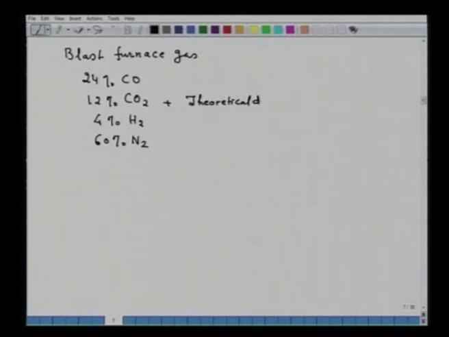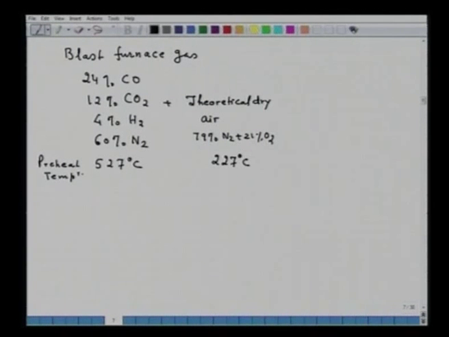Theoretical, let me put dry air, which is 79% nitrogen plus 21% oxygen, and it is preheated to 227 degrees Celsius, and this blast furnace gas is preheated to 527 degrees Celsius. This is the preheat temperature. One is 527 and the other 227. So, what do I have to do now? I have to calculate the adiabatic flame temperature.